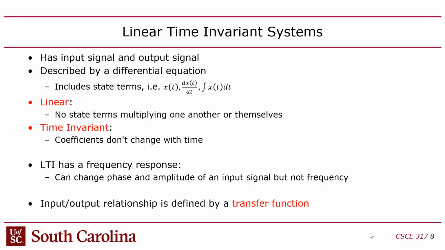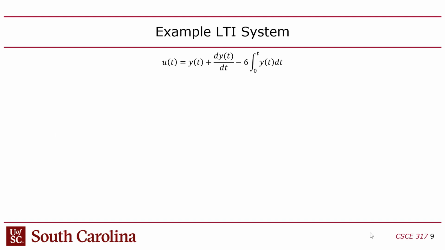And so an LTI is something that might look like this. In this case, there are two state variables, u and y. And you can see here we have the derivative of y relative to t and the integral of y relative to t. So this is an LTI, but it's just an equation. It's just defining the relationship between these state variables. That's it. It's just a mathematical equation.